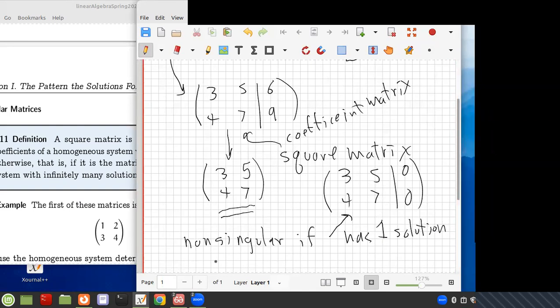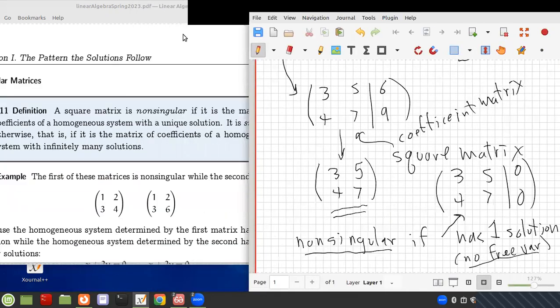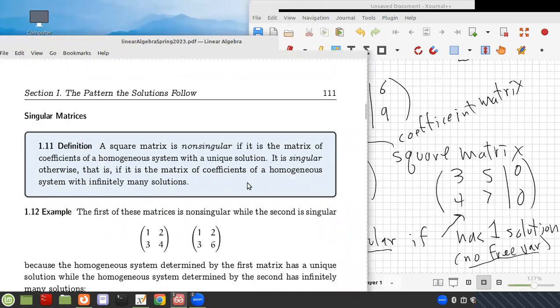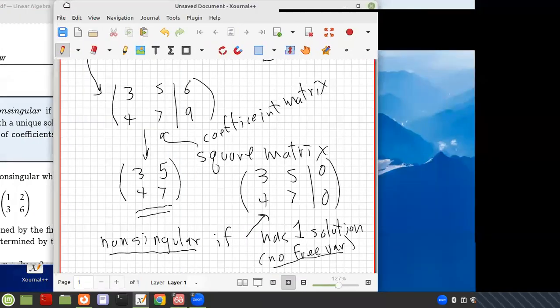So the words are, it's long, right? It's non-singular if the square matrix is the matrix of coefficients of a homogeneous linear system that has one solution. That means no free variables, right? So it's actually just a word saying it's a certain kind of linear system with no free variables, right? And then there's the opposite side. The matrix is singular if it has an infinite number of solutions. So it's just the opposite one.